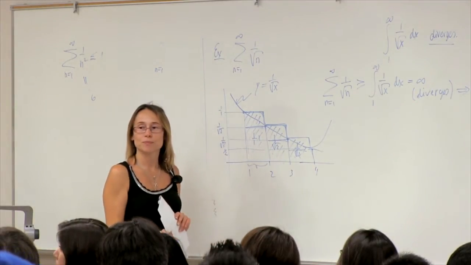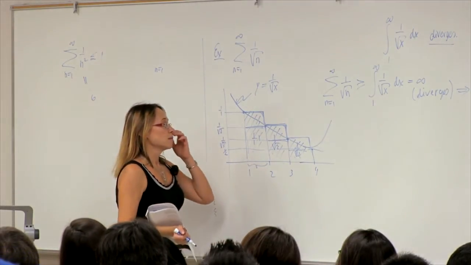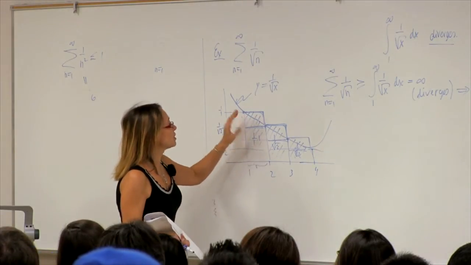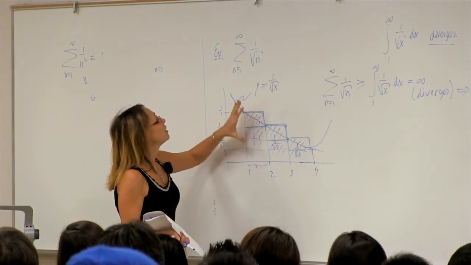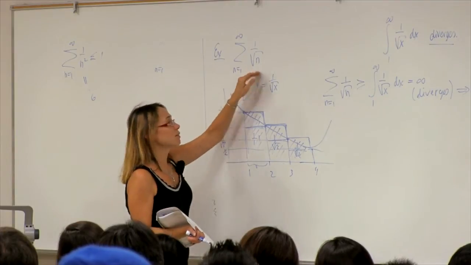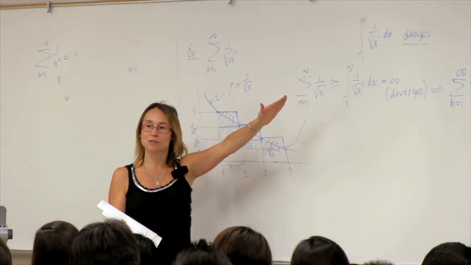So it doesn't matter what rule you use, like right now? We used the left-hand rule here to show that this is greater than a divergent thing, so it diverges here.